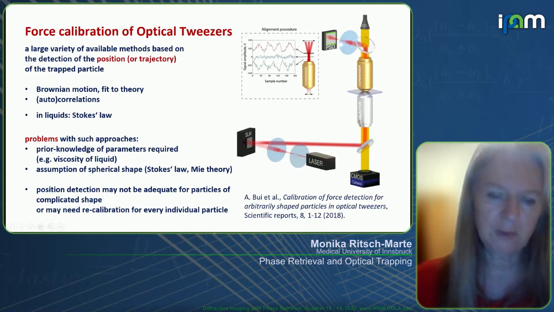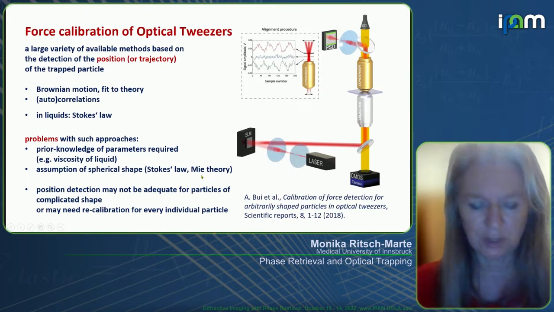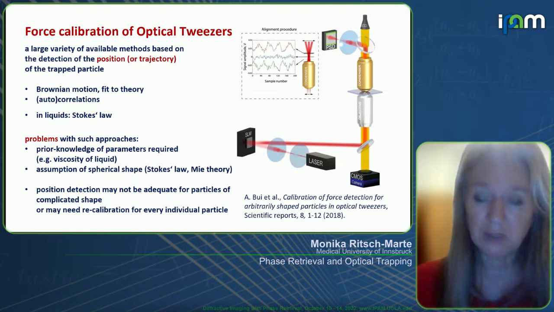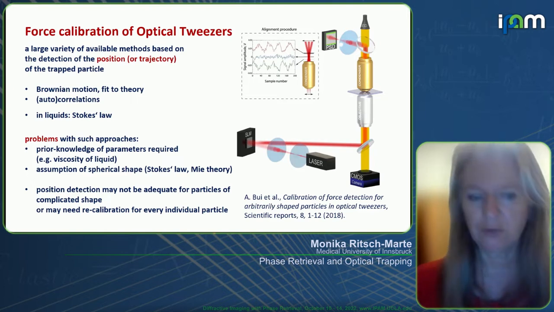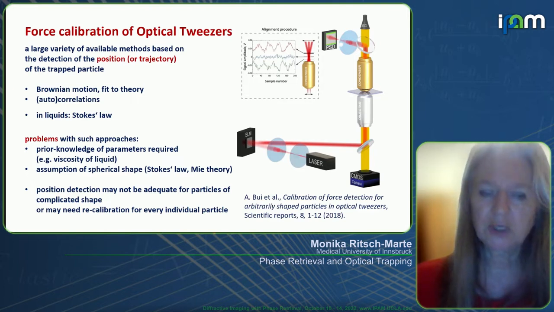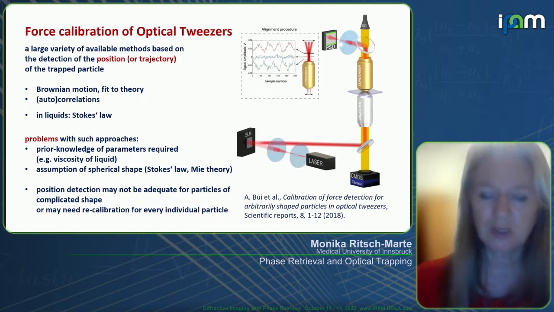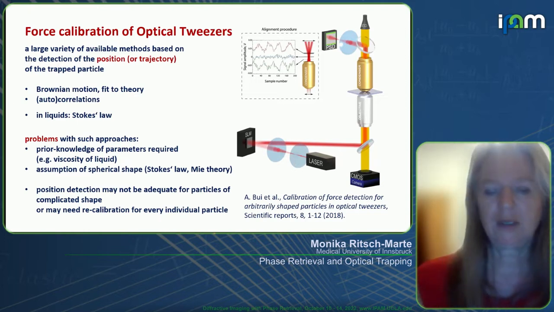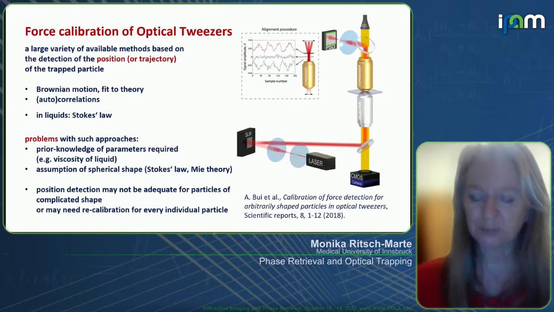And a lot of these, like Stokes' law, or if you correlate to results calculated from Lorentz-Mie theory, always assume a spherical shape, which is very often not the case. Also, position detection may not be adequate for particles of a very complicated shape. What projection do you see? What do you actually see on the photodiode? And you might need recalibration for every individual particle.